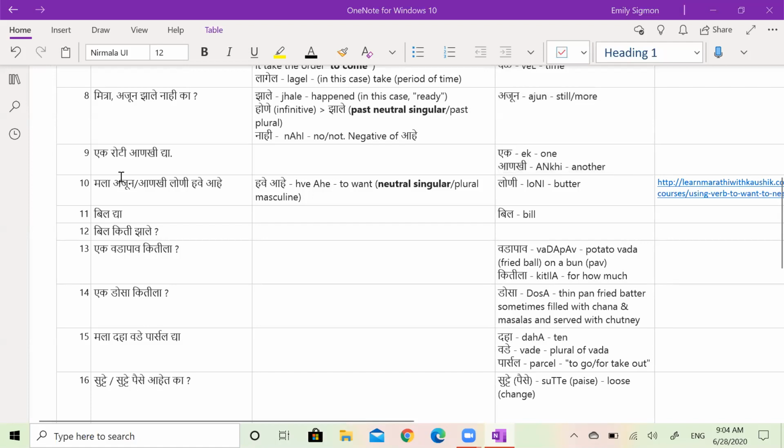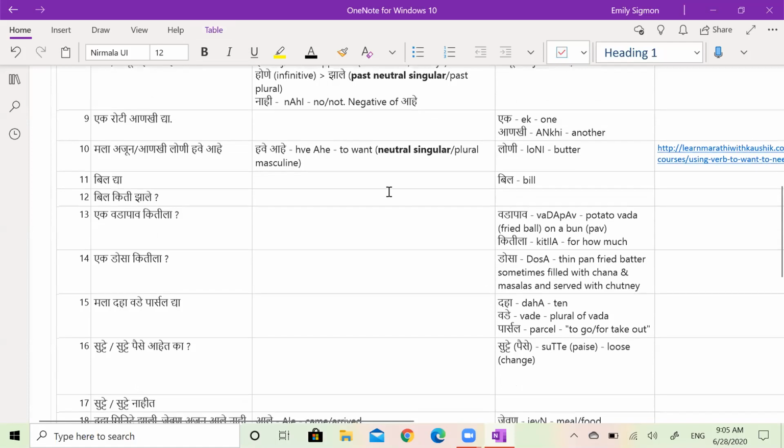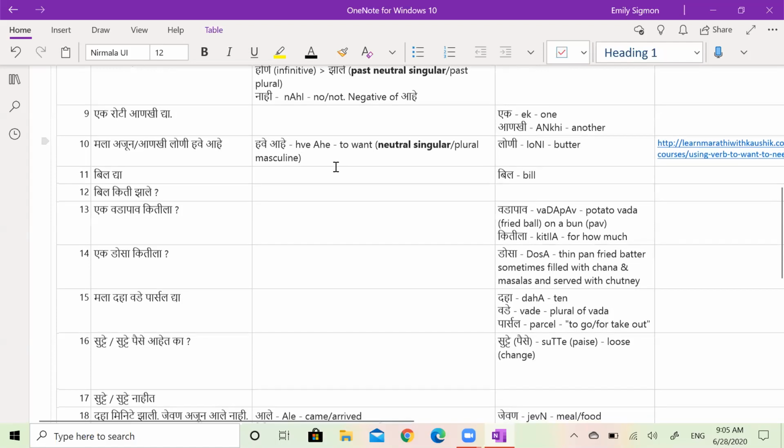Okay, thank you. And how will you negate this sentence, number 10? What was the question? Row number 10, how will you negate it? I don't want. Mala anki loni have nahi. Is that as easy as it is? There you will say nako instead of two words. Nako. Okay. Mala ajun loni nako.